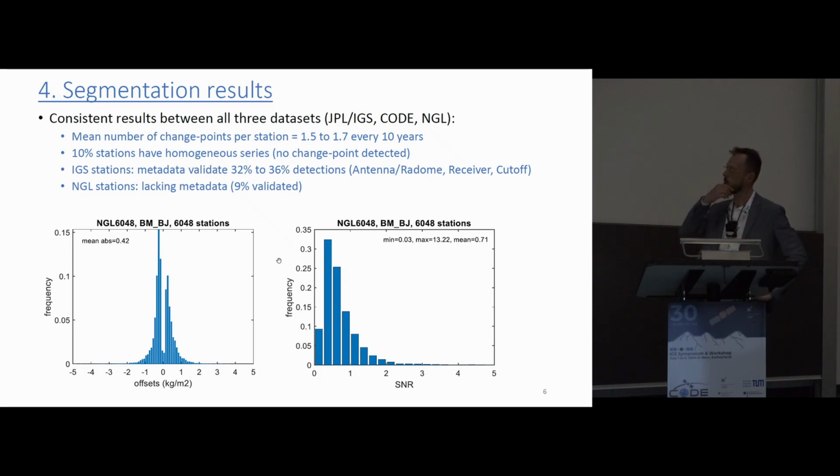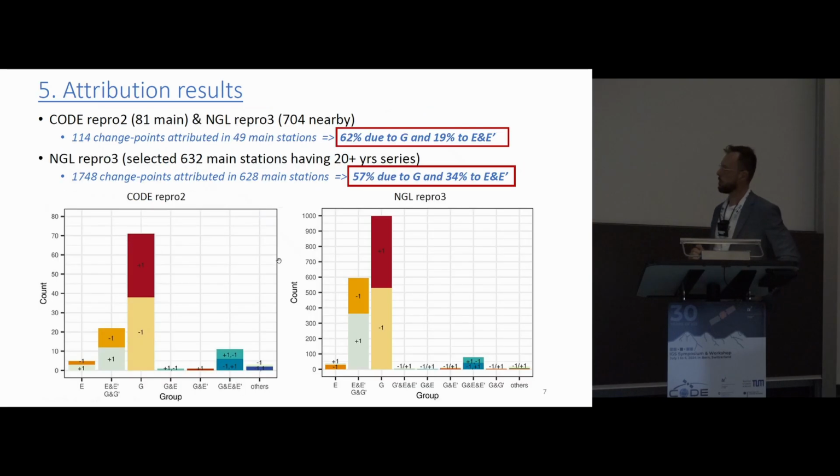But the 2 plots on the bottom show the size of the offsets, which on average are about 0.4 kilogram per square meter, so it's quite important, quite large. And the plot on the right shows the signal-to-noise ratio of these detected change points compared to the background noise. And the mean SNR is about 0.7, which shows that our detection method is very efficient, because such a low SNR would be very challenging for classical test methods.